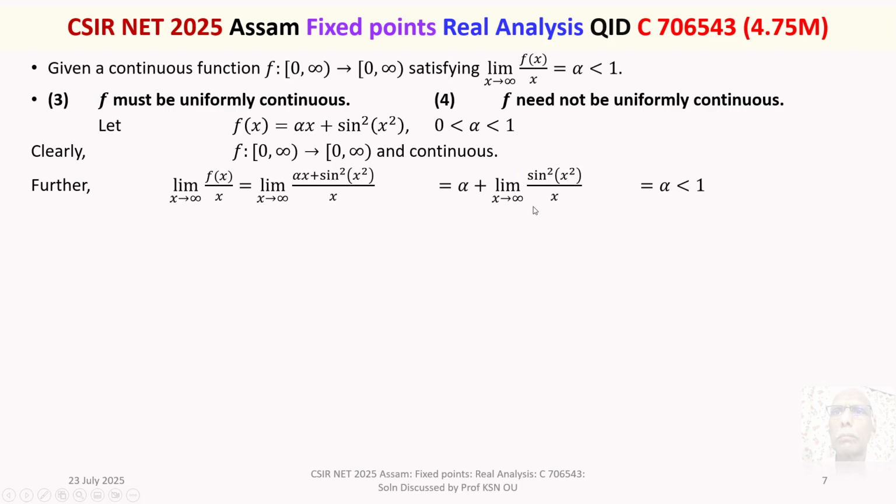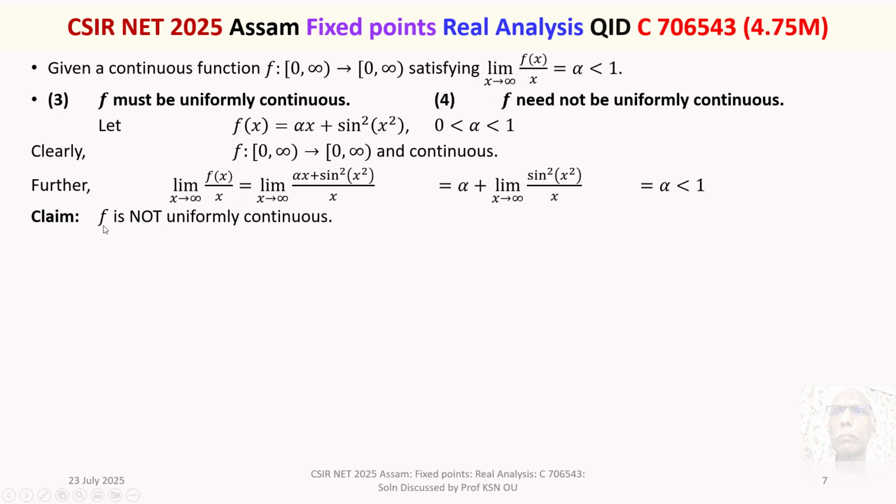The limit as x tends to infinity of 1 by x into sine square x square. Sine square x square is a bounded function, and the limit as x tends to infinity of 1 by x is 0. So therefore this is 0 and you get alpha. Alpha is given to be less than 1. So the conditions are satisfied.